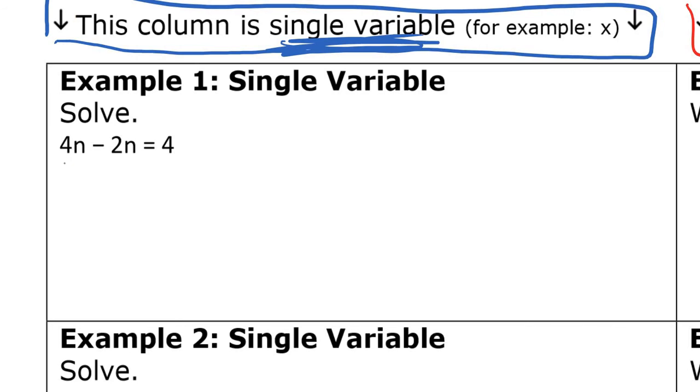First step, we combine like terms. We have a 4n minus 2n. 4 minus 2 is 2. 2n equals 4. We are wanting to isolate the variable n. So how do we get rid of that 2?